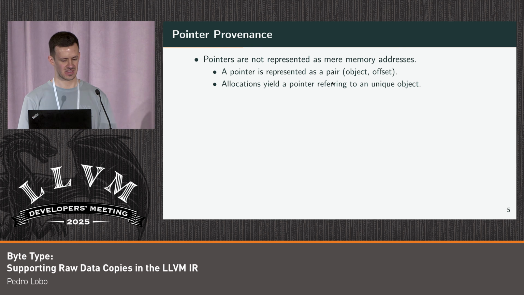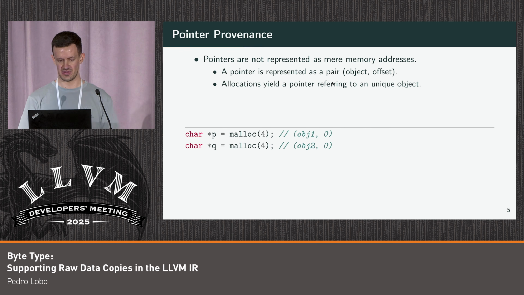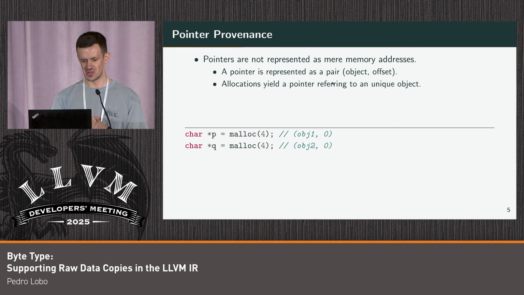Different allocations return a pointer which refers to a unique object identifier. So in this particular example, we see two allocations given by the call to malloc, and these two allocations return two pointers P and Q. And as you can see, both P and Q are based on different objects, and therefore they get assigned a distinct object identifier.